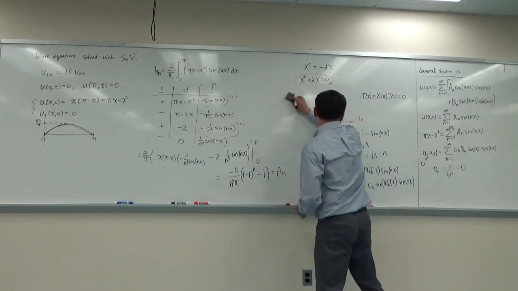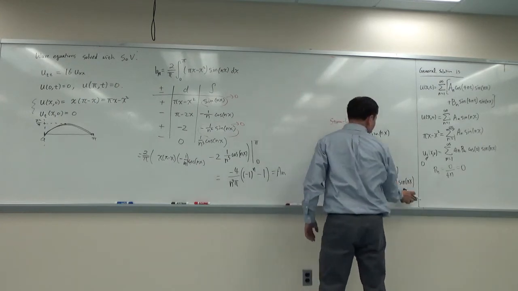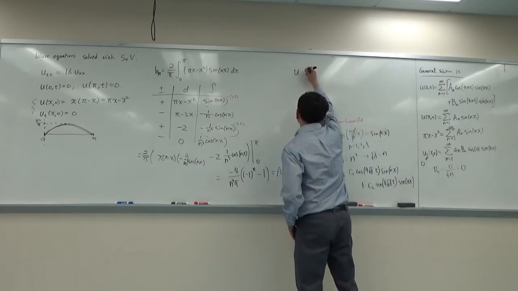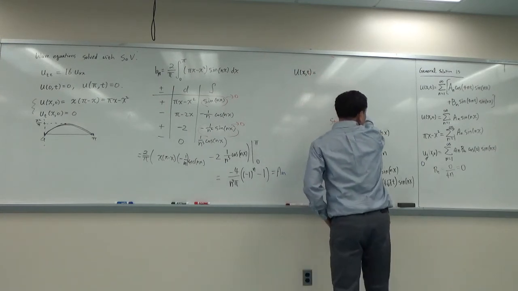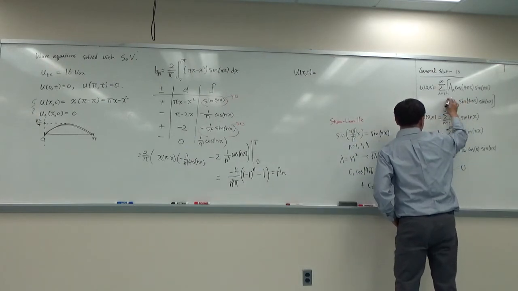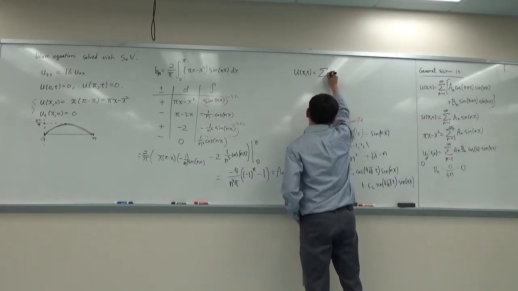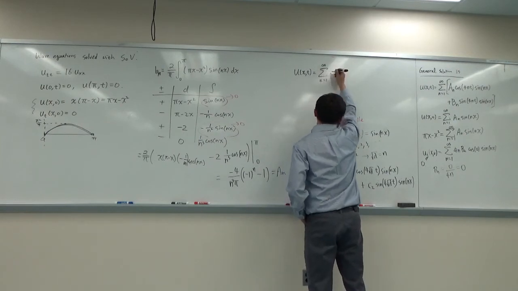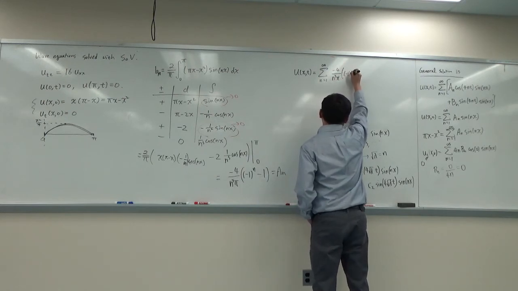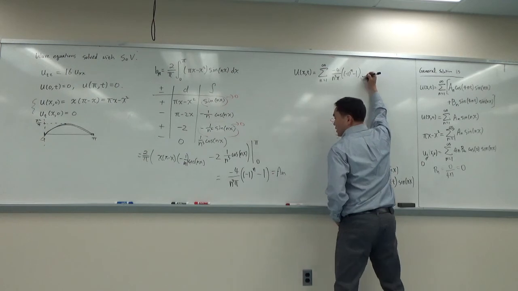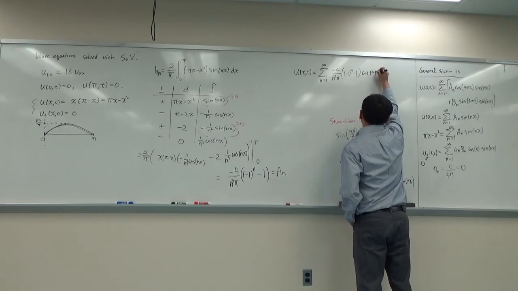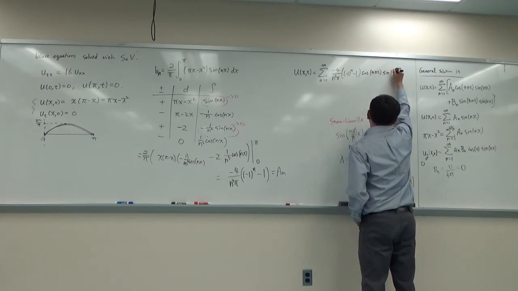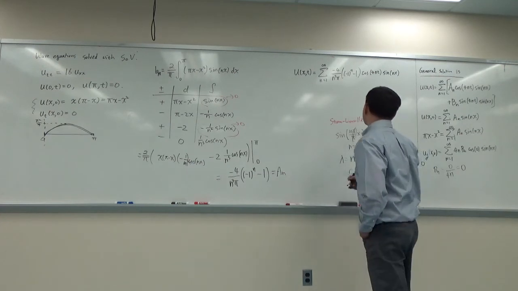Okay, so we can now write down the full solution. The full solution is u(x,t) equals this plus this, but we already found out that dn is 0, so it must be the summation from n equals 1 through infinity of negative 4 over n cubed pi, times negative 1 to the nth power minus 1, and then cosine 4nt sine nx. So that's it.